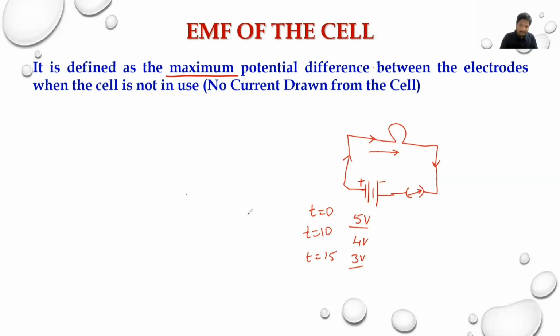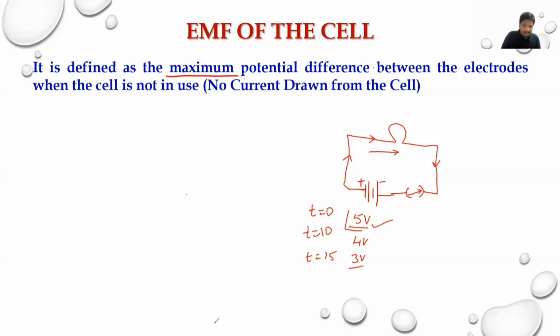Now the maximum potential difference is observed at time t equal to 0. This voltage is what we call the EMF of the cell. It means the maximum potential difference between the electrodes when the cell is not in use, when there is no current drawn from the cell. At time t equal to 0 there is no current drawn from the cell, so this 5 volts is the EMF of the cell.